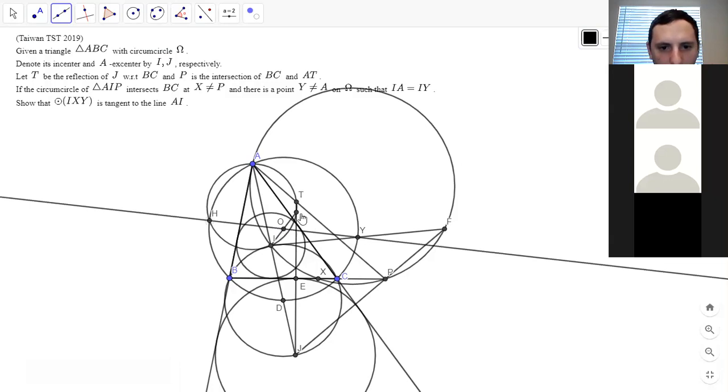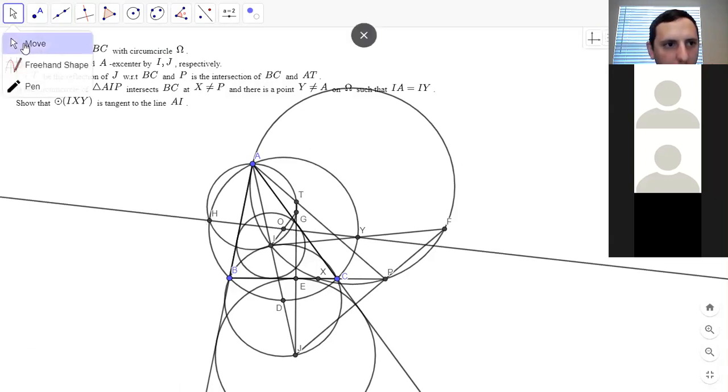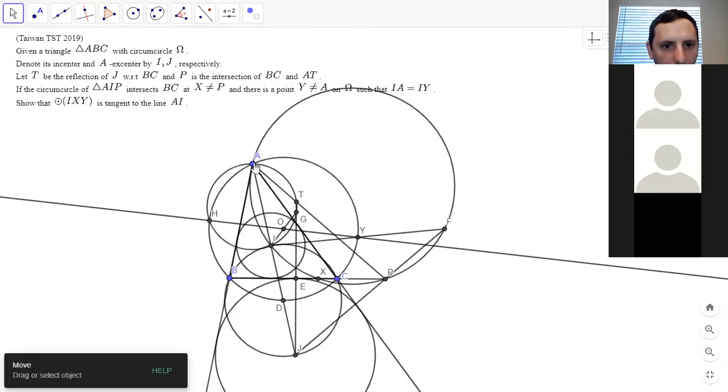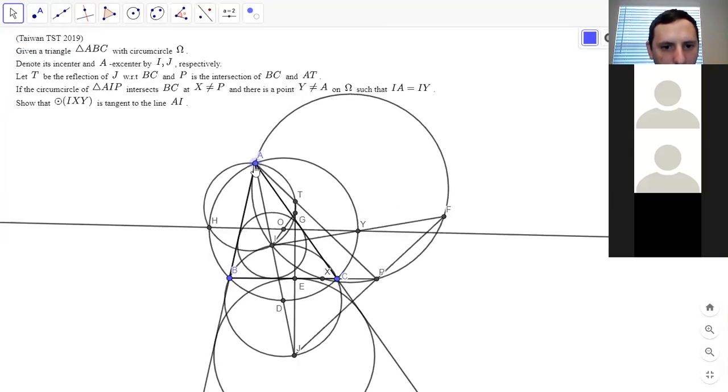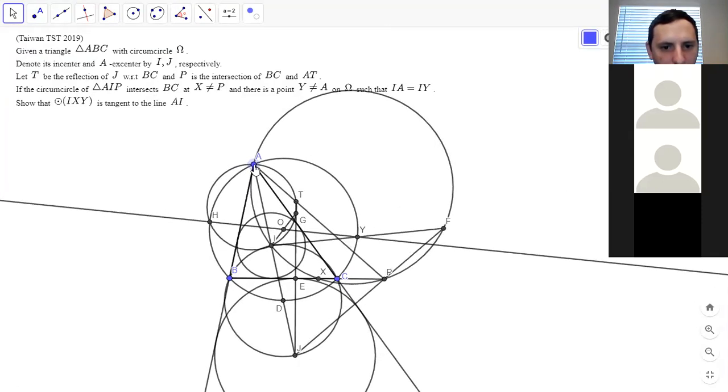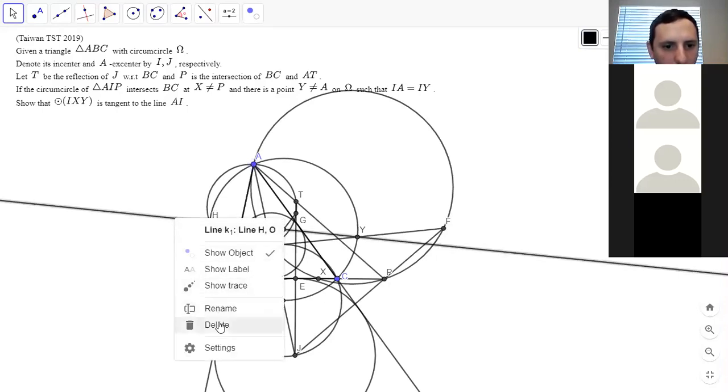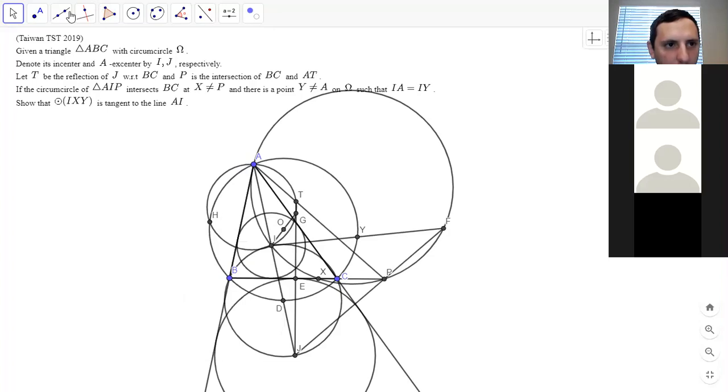Are H, O, and Y collinear? Let me just check before I read the chat. Looks like it. Yeah. Interesting. I'm just going to make it a segment instead of a line.